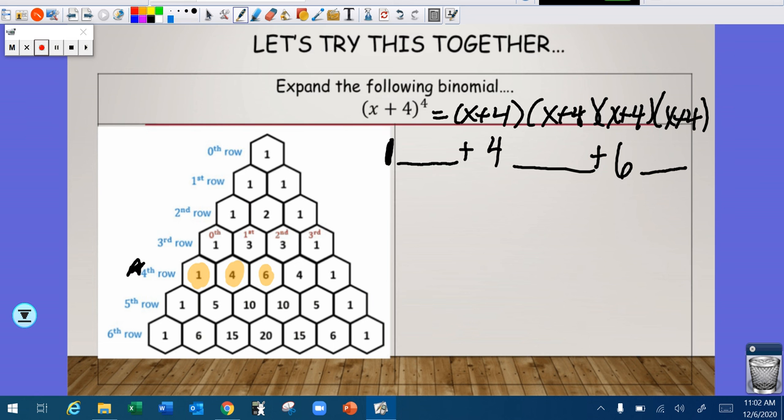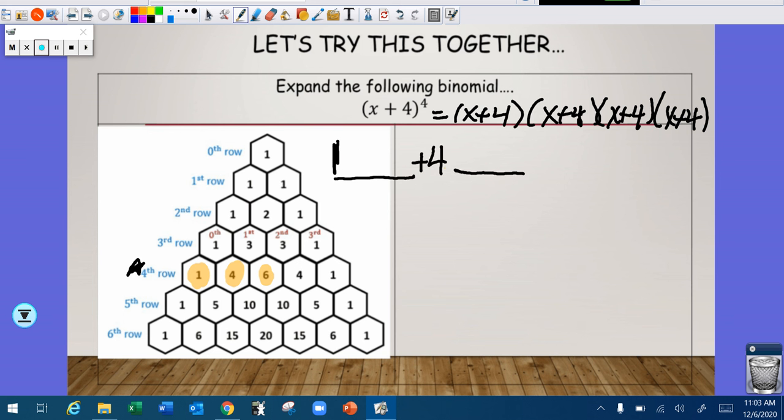Wait, I need to write this neater. Give me a second, guys. You keep yours on your paper, but I need to redo mine. So I'm going to do 1 line plus 4 line plus 6 line plus 4 line plus 1 line. Alright, and now I got all of those numbers from the fourth row because it said the fourth exponent. So this is the row of the exponent.